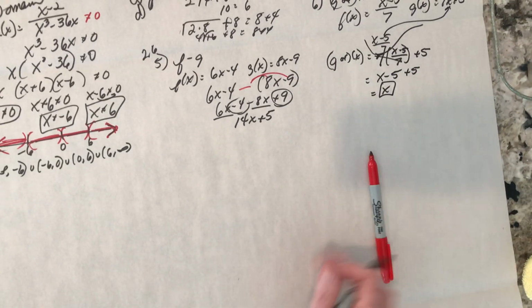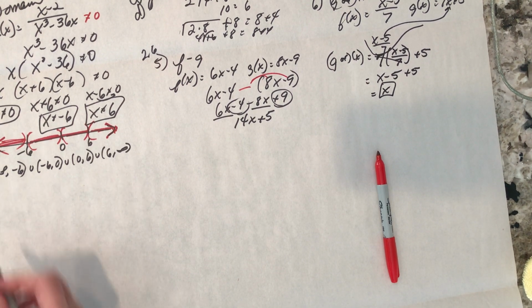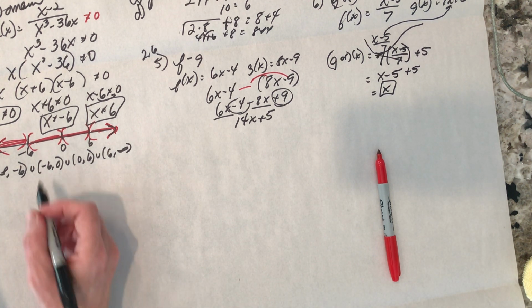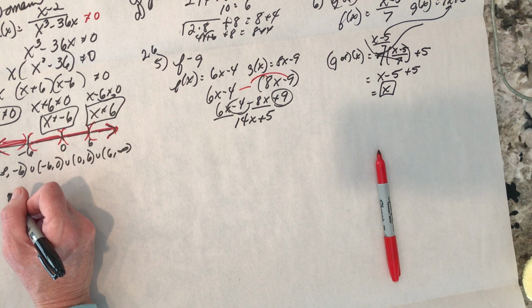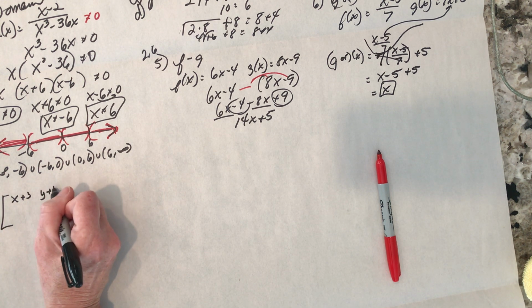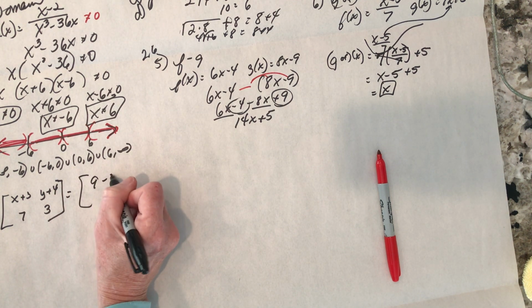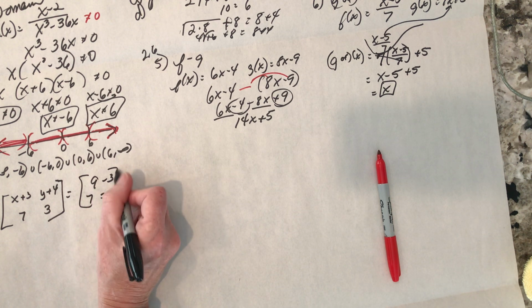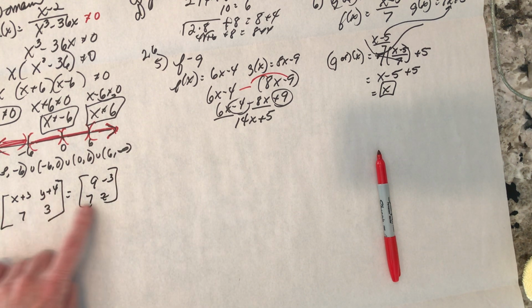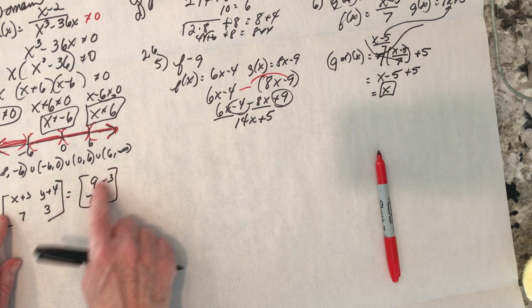Let's see. Number 7 comes from section 6.3, and it is asking you to identify x, y, and z. It's a matrix problem. The matrix [x plus 3, y plus 4; 7, 3] equals [9, negative 3; 7, z]. So we're asked to find x, y, and z. This is really simple. This is a 2 by 2.